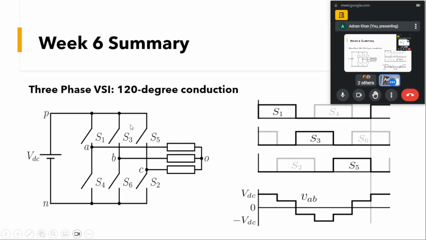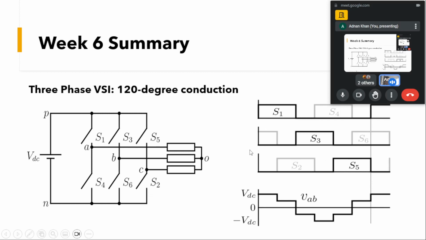Got it? In a similar fashion, the B leg and C leg will be phase shifted from one another by 120 degrees for the balanced three phase. S3 will be turned on for 120 degrees, and S5 will be turned on 240 degrees from this S1.